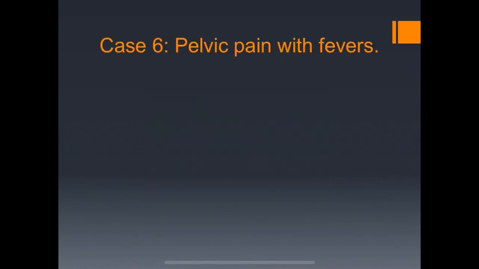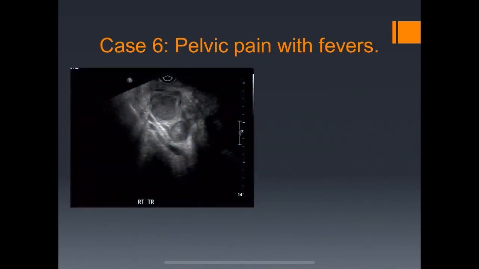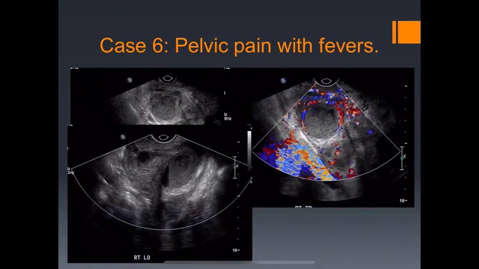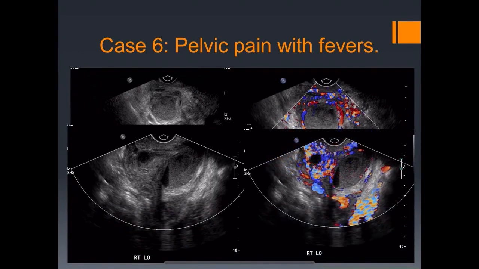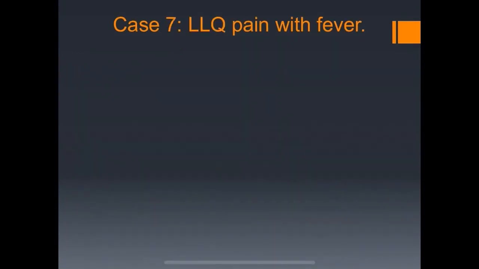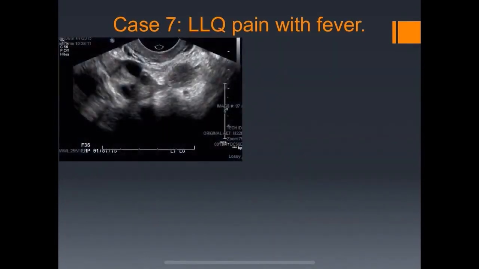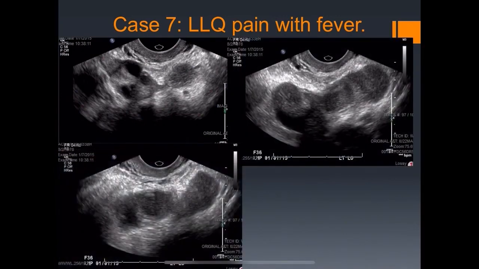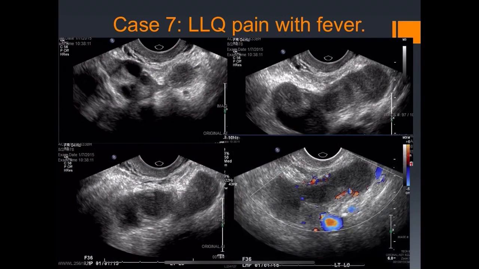Case number 6, pelvic pain with fevers. So here's the right adnexa. Here's vascular flow. Case number 7, left lower quadrant pain with fever. So here we're going to go sequentially through the adnexa from top to bottom, much like a CT scanner. So here is the first image, second image, third image, and finally the fourth image.